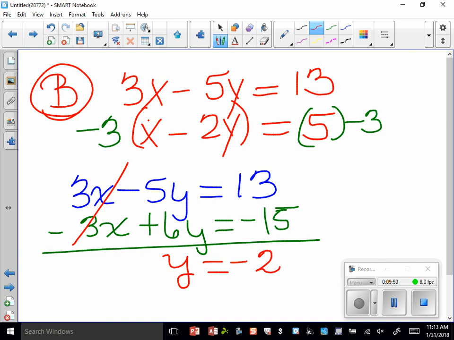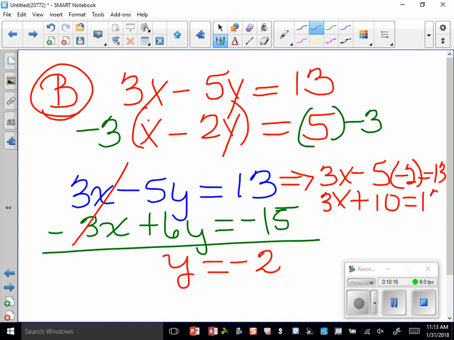Then I'm going to go back to one of the originals and replace y with negative 2. So I'll just start with this one and say 3x minus 5 times negative 2 equals 13. Now, when I do this, I'm going to have 3x plus 10, because that's a negative 5 and a negative 2. Subtract 10, that's going to give me 3x equals 3. So x equals 1 when I divide by 3. So my coordinate then is (1, negative 2).